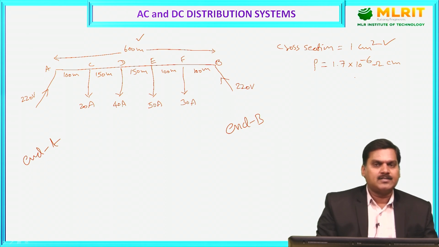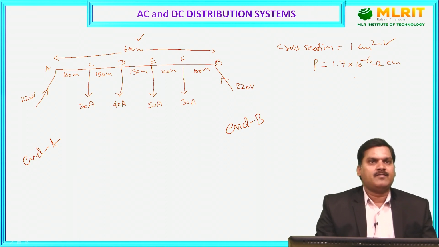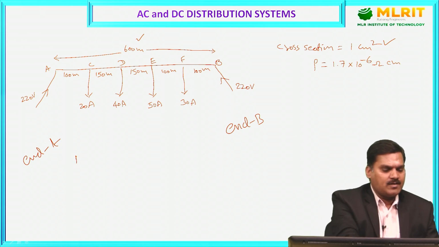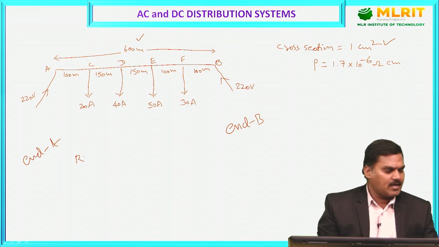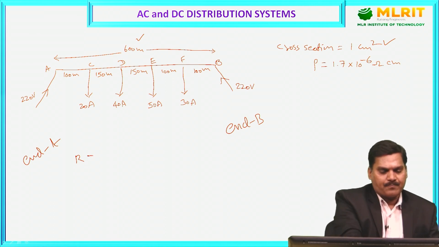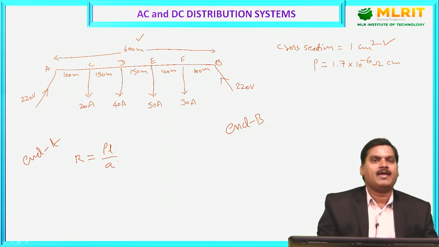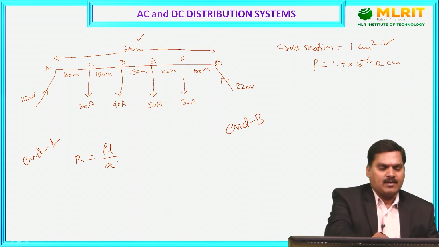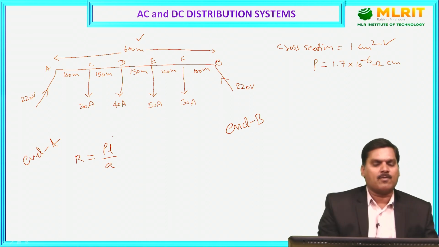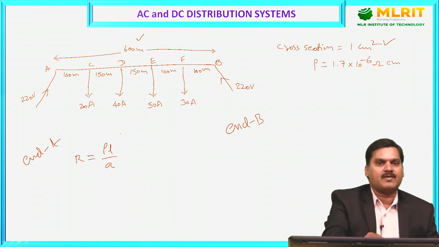To calculate the resistance of the different sections, section AC, CD, DE, EF, all sections, we have to calculate the resistance value. For that we calculate the resistance of the conductor using the formula rho L by A. Rho L by A gives the resistance of the conductor, where the rho value, the length of the distributor and the cross section are provided in the problem.